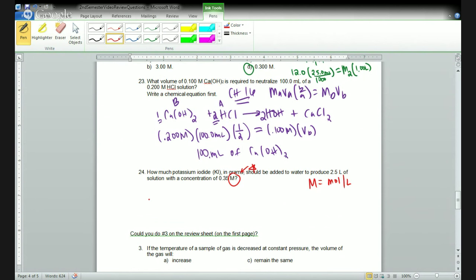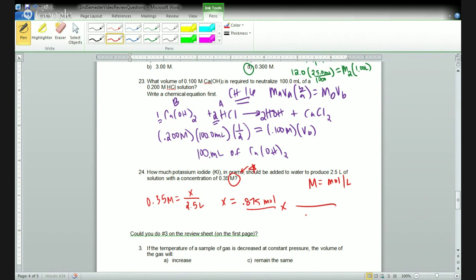So I've got my 3.5 molar is equal to X over 2.5. So if I solve for X, it's going to give me moles, which is 8.75 moles. So now what I'm going to do here is molar mass.